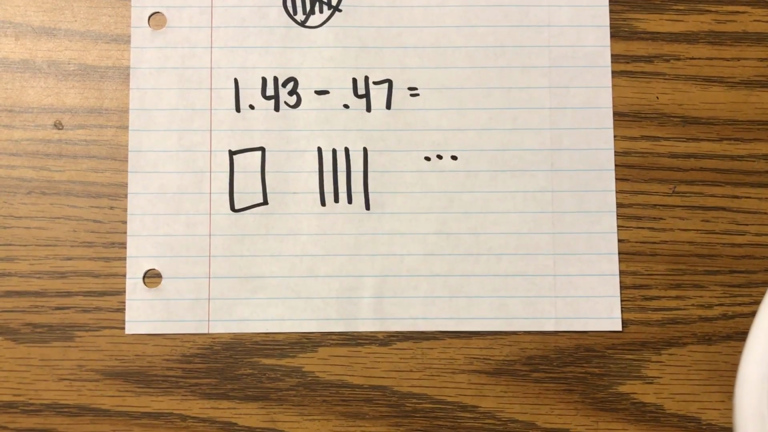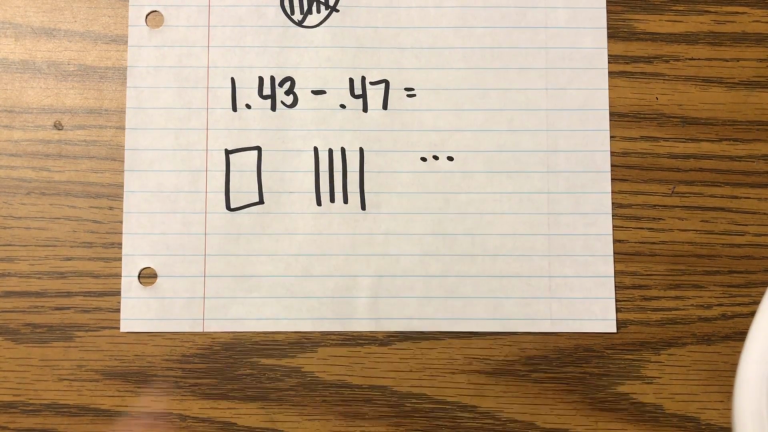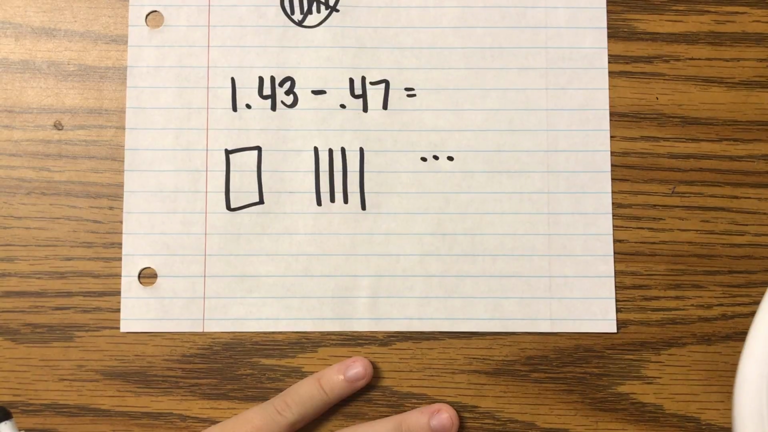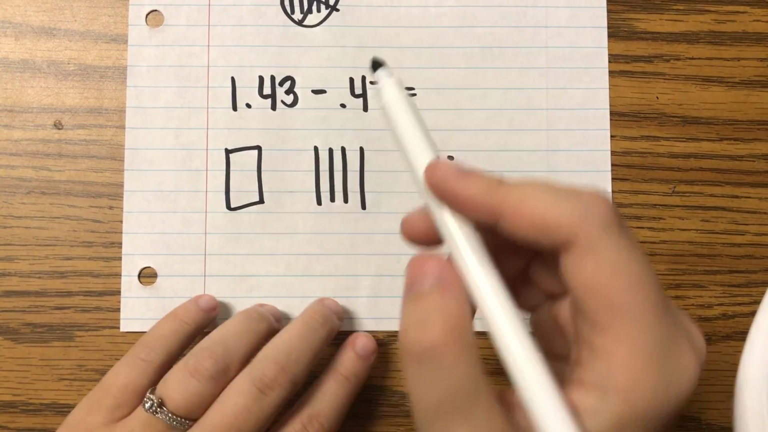So should I start subtracting with my 4 tenths or with my 7 hundredths? 7 hundredths. Always start with my smallest place value. Always, every time. So I've got 7 hundredths that I need to take away from 3 hundredths. Is that possible? So what do I need to do, Julius? Break up the larger.